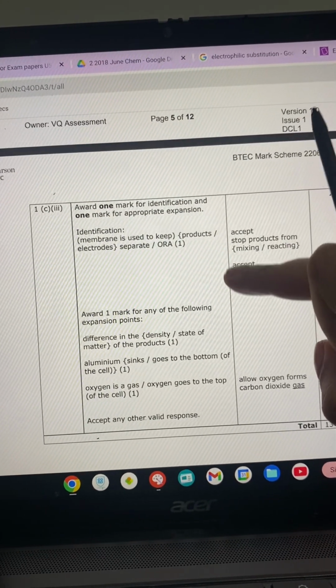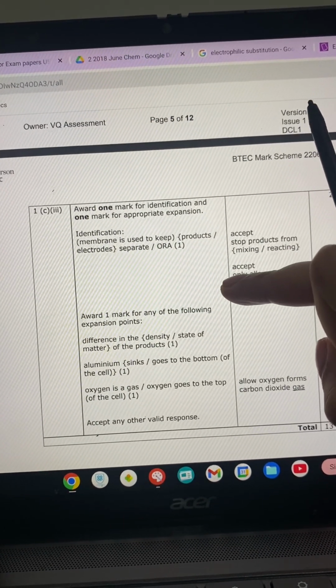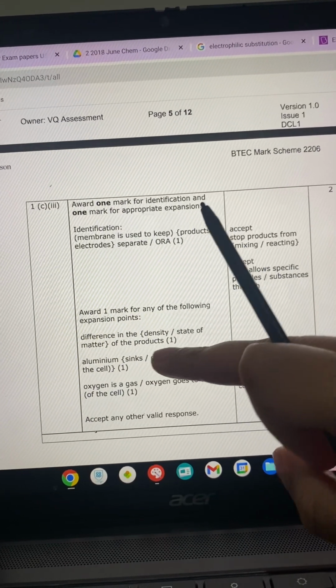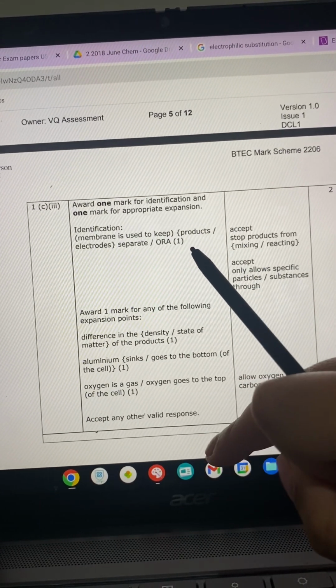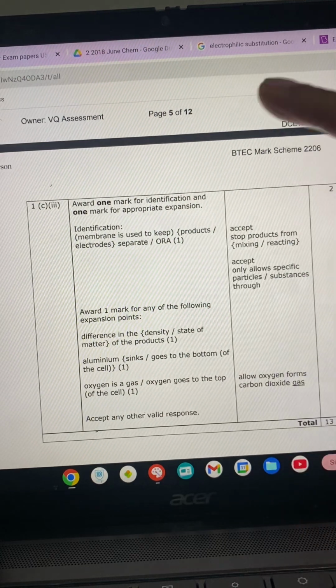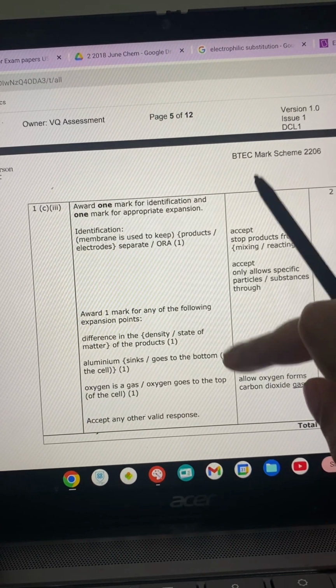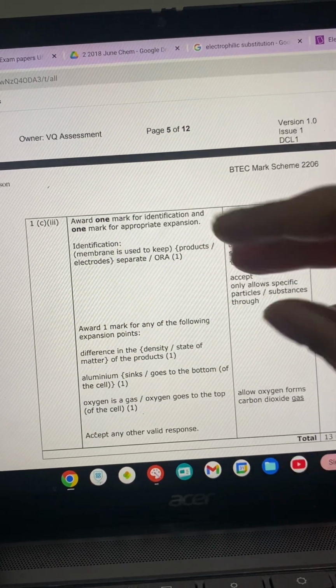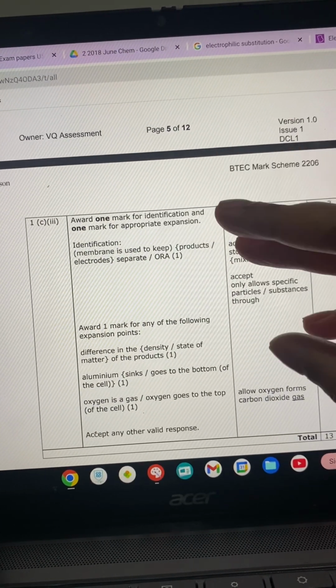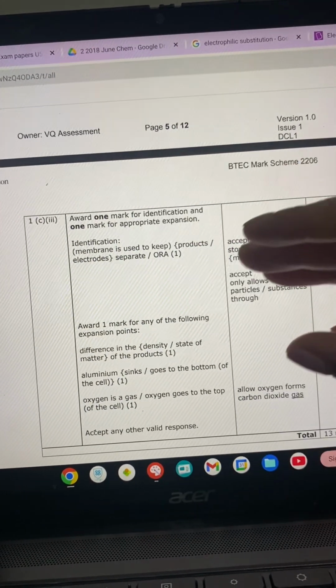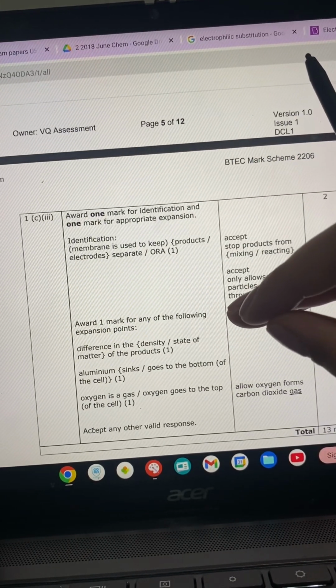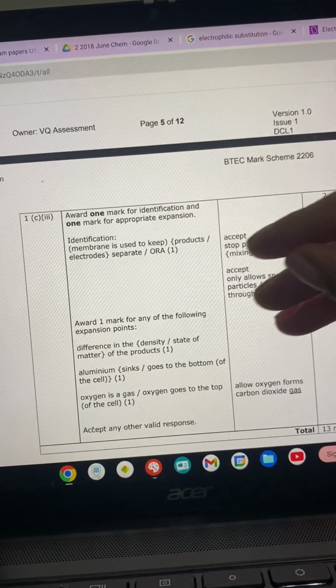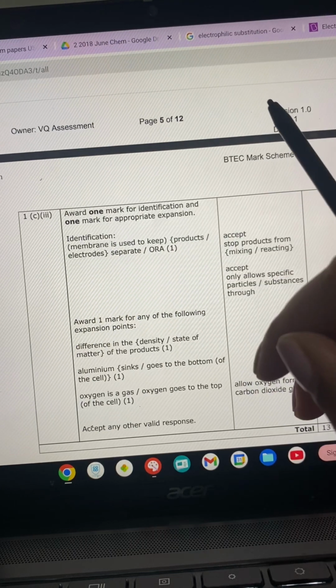Whereas in the electrolysis of aluminium oxide, aluminium sinks to the bottom because of its high density, whereas oxygen goes to the top because of its lower density, okay? So you need to understand the purpose of the membrane. The main purpose is to keep it separate, but you need to understand how it keeps it separate and how all of the products, chlorine, hydrogen, and sodium hydroxide, are kept separate, okay?